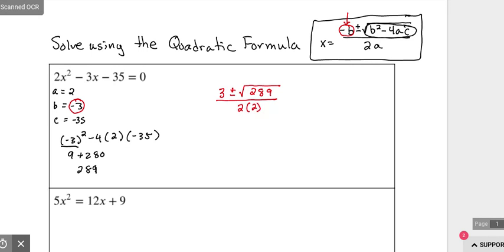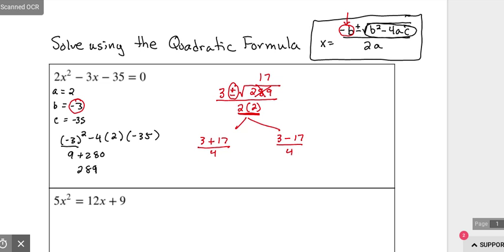From here, let's go ahead and square root that. The square root of 289 is 17. I can split this up to get my two solutions. I would have 3 plus 17 divided by 4, and I'm getting this 4 by multiplying 2 times 2. It's not always going to be 4; it depends on what the 2a is. I also have 3 minus 17 divided by 4. All I did is separate that plus or minus sign into two separate parts.